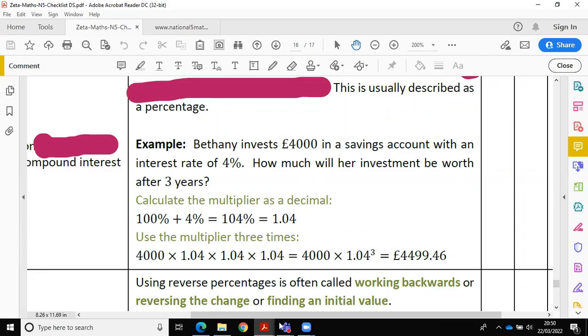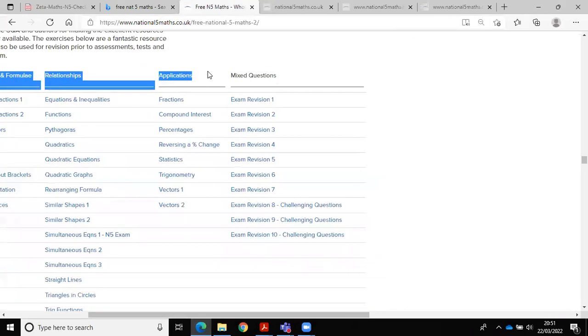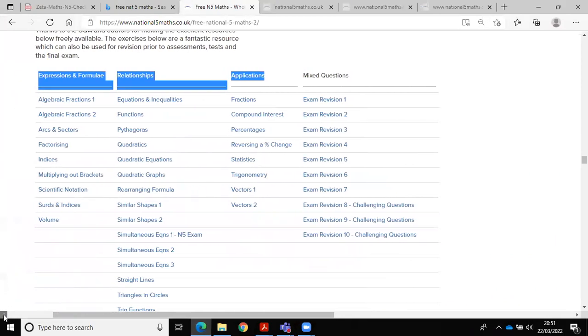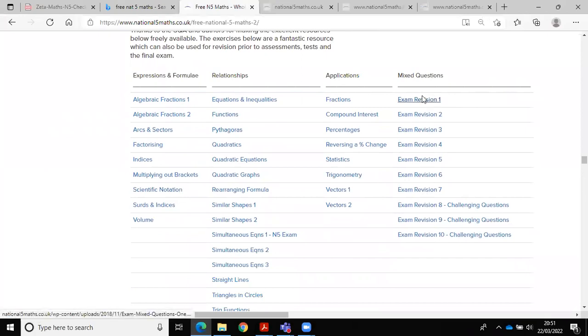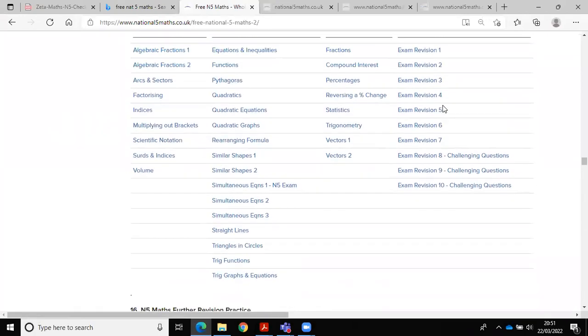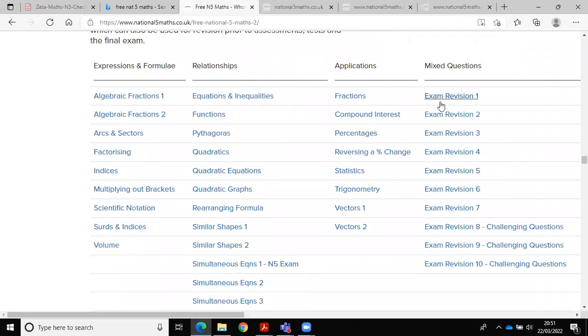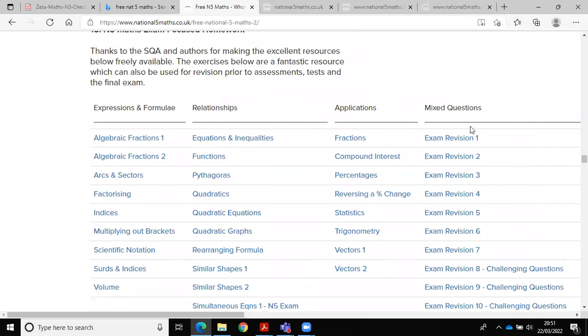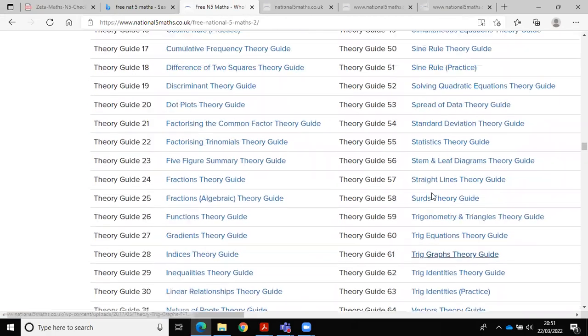Okay, guys, so that was worksheet 1 of those mixed questions. We were working on section 15, wasn't it? Section 15, these mixed questions, exam revision 1. I'll walk through that. I don't see any answer sheets for them, that's why I've picked them to do. They're quite good worksheets.